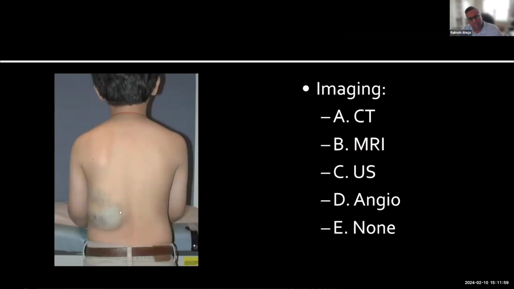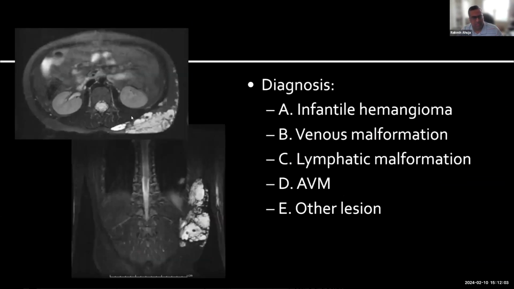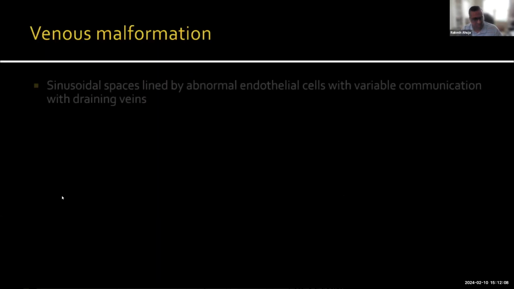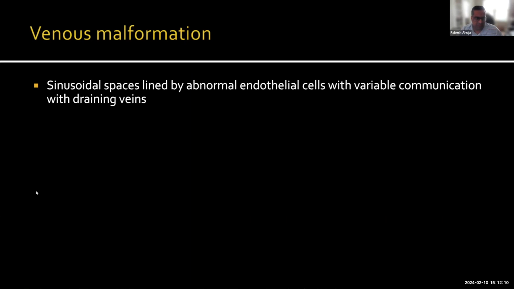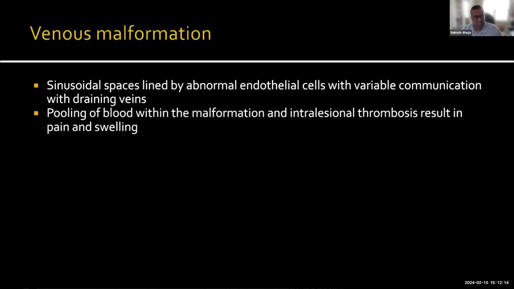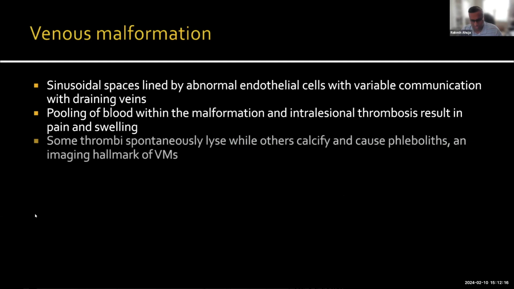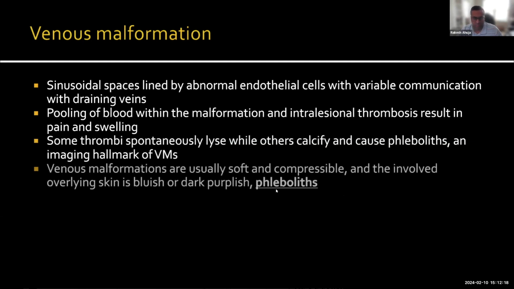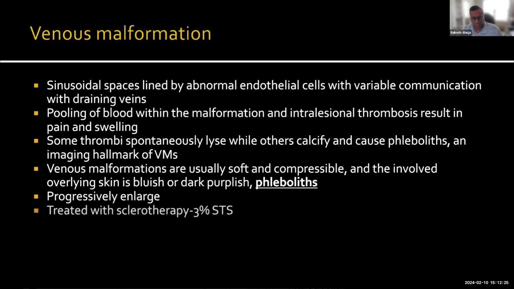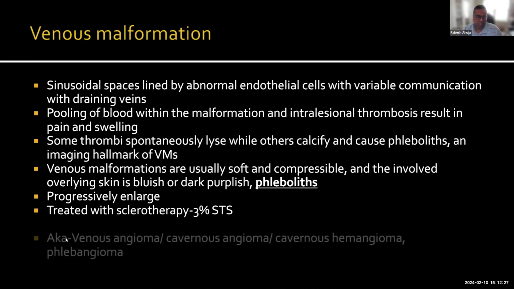Some simpler ones: left flank lesion, you do an ultrasound and an MRI, you see this large venous malformation, and you do sclerotherapy. Venous malformations are these sinusoidal spaces, with abnormal endothelial cells. They pool the blood, they cause thrombi, they hurt a lot. They have phleboliths, which is the pathognomonic sign, and cause the overlying skin to be blue. They progressively enlarge and cause issues, and you can treat them with 3% STS.